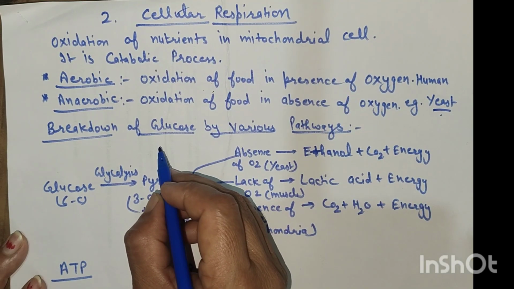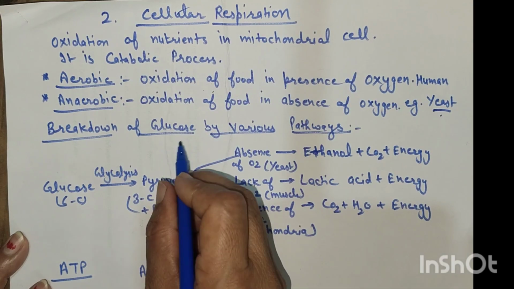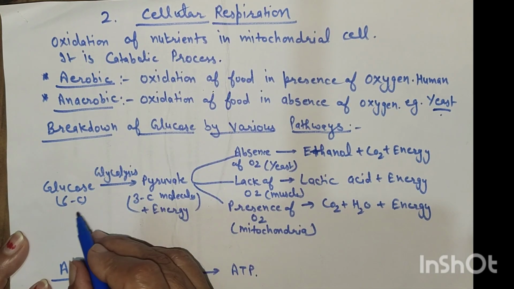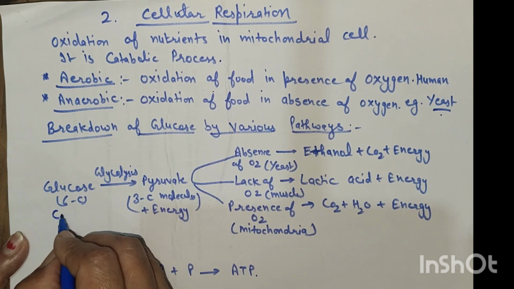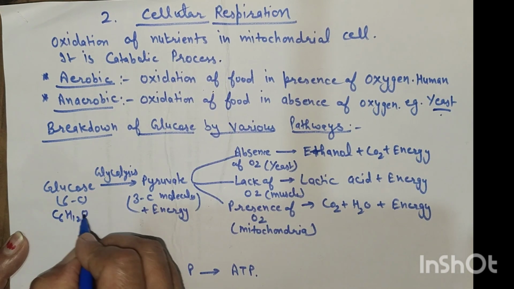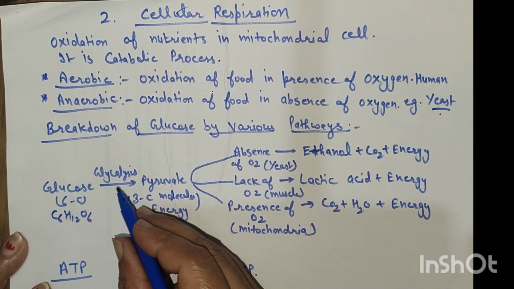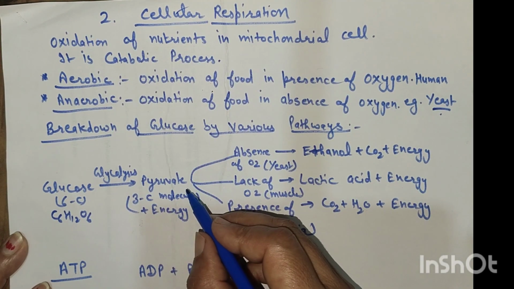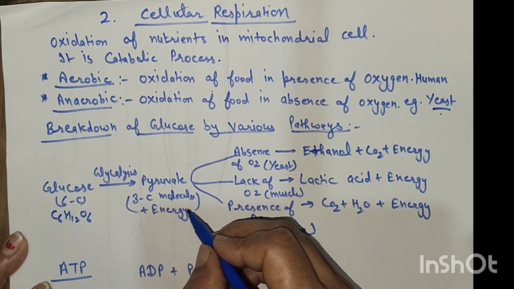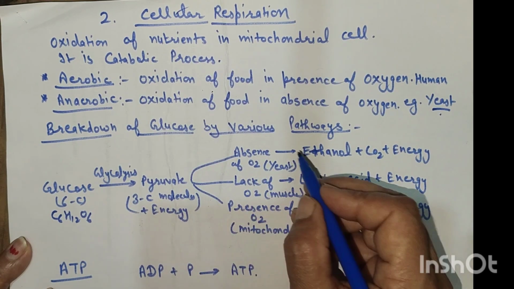Now, the breakdown of glucose by the various pathways. There are different pathways for the breakdown of glucose. First, glucose is a 6 carbon compound, C6H12O6, and by the process of glycolysis it breaks down into pyruvate, a 3 carbon compound, and also releases energy. It is completed in 3 steps.